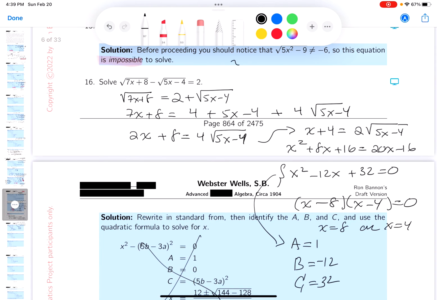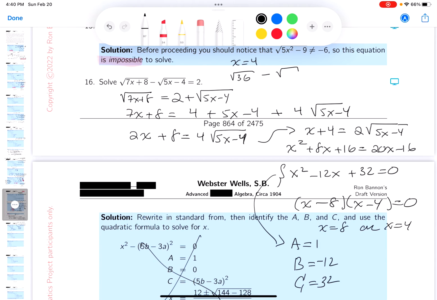In the original, I'm going to say x equals 4 is an easy one to check. And what would you get? If I try 4, you're going to get the root of 36. Let me just check that. 7 times 8 is 28. I'm sorry, 7 times 4 is 28. 28 plus 8 is 36.